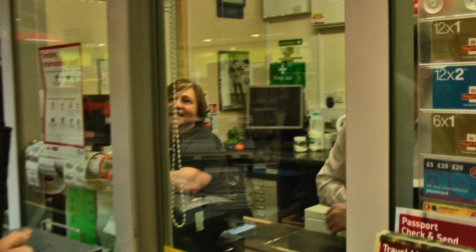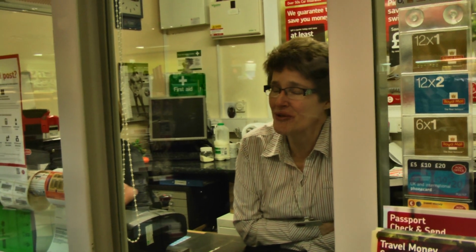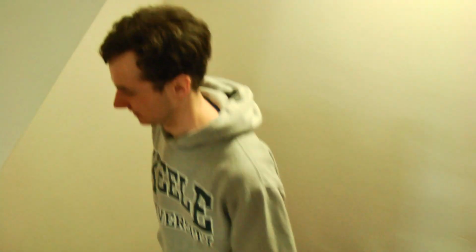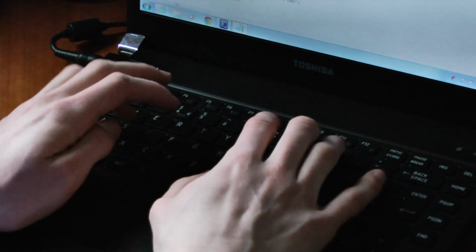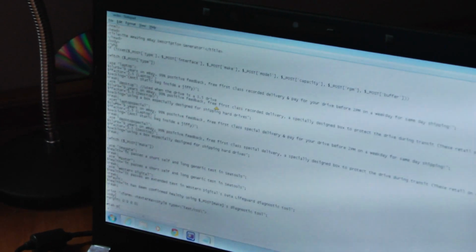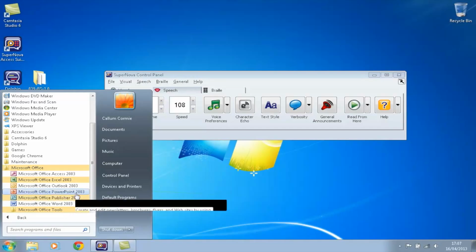I remember the very same morning I came down and I checked my emails, and whilst obviously I was upset that I'd lost my sight, essentially, I could still do it in the same way that I was used to because I was using SuperNova. I was just using different features of it.